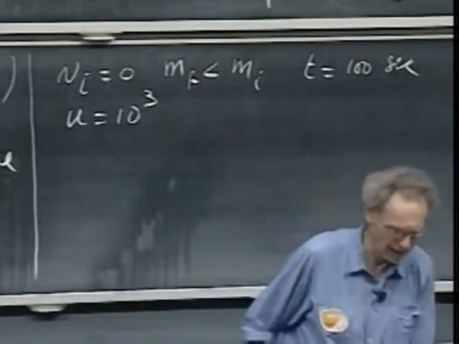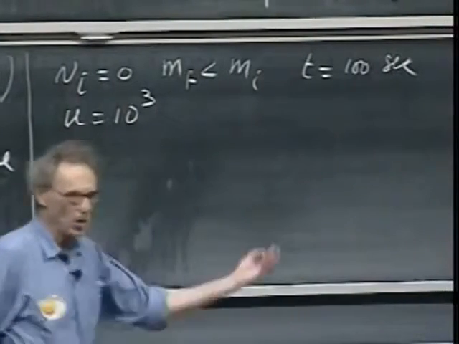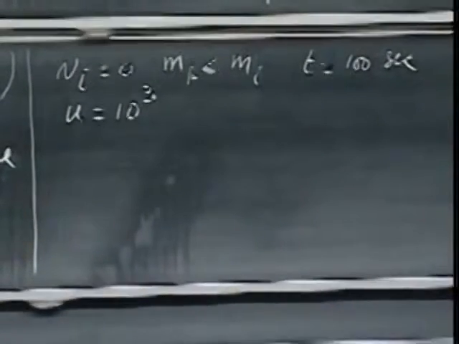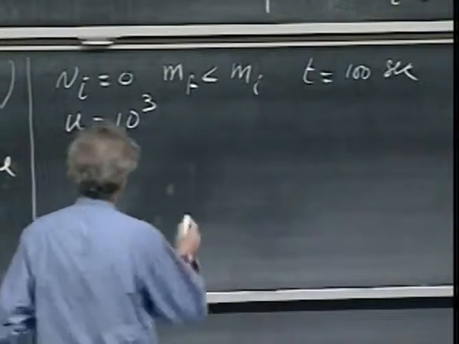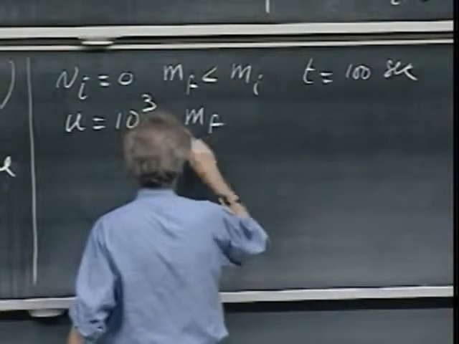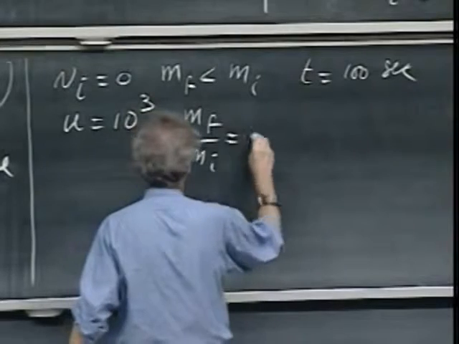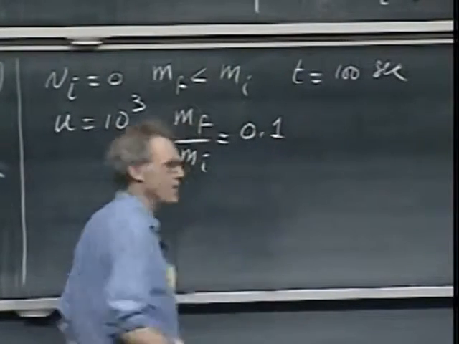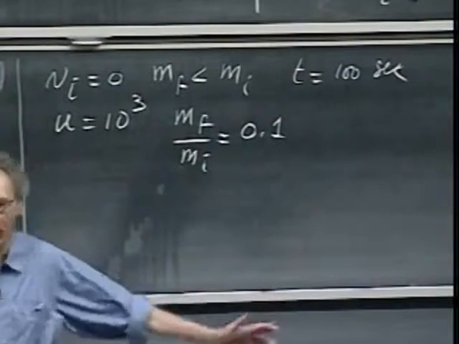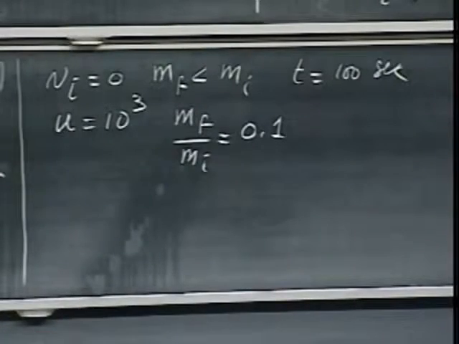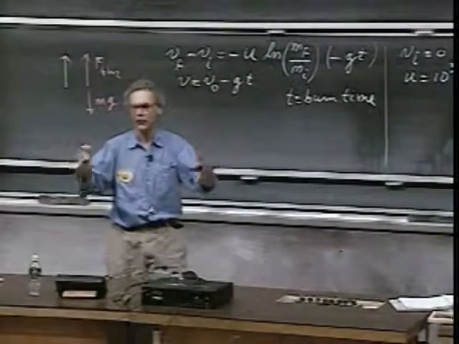It's a kilometer per second. So the exhaust is coming out relative to the rocket with 1 kilometer per second. And the final mass divided by the initial mass of the rocket is 0.1. So 90% was burned away. There's fuel that is gone. You have only 10% left when the burn is over.